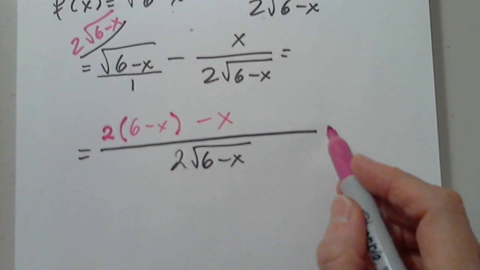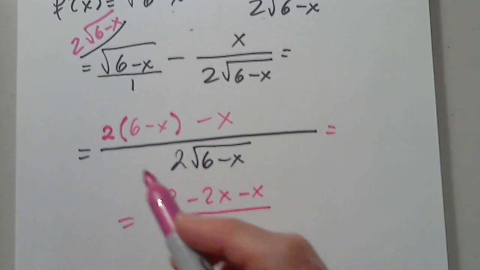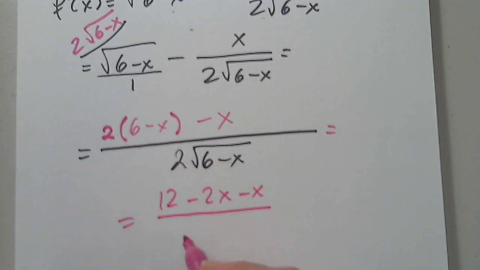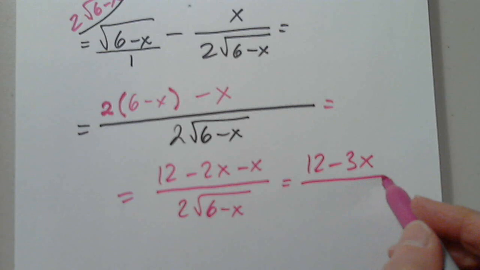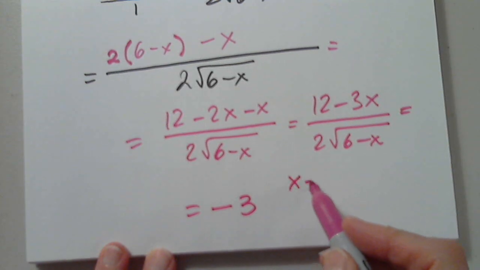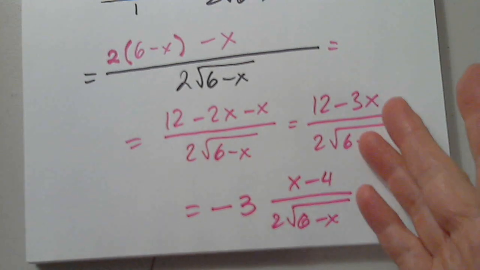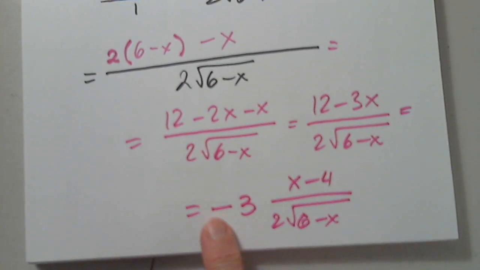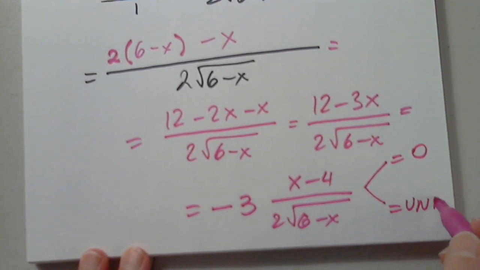Great job. So this is 12 minus 2x minus x. 2 times 6, 2 times -1 minus x, over 2 the square root of 6 minus x. So I have 12 minus 3x. I don't like it, but now I do. I pulled out a -3. -3 times x is -3x. -3 times -4 is 12. This is how I want it. And it could be 0, or it could be undefined.